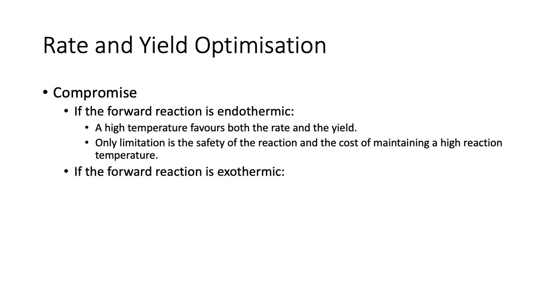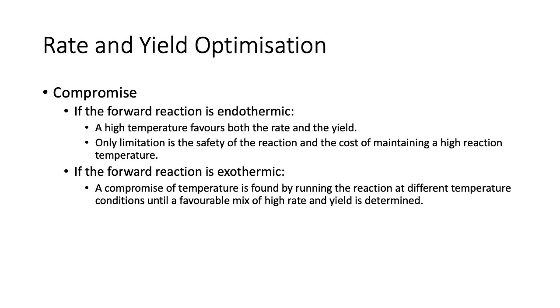If the forward reaction is exothermic, then a compromise of temperature, not too high, not too low, is found by running the reaction at different temperatures until a favorable mix of high rate and high yield is determined. Ideally you just want to maximize your rate of production, so you try it at different temperatures and work out whichever one's the best.